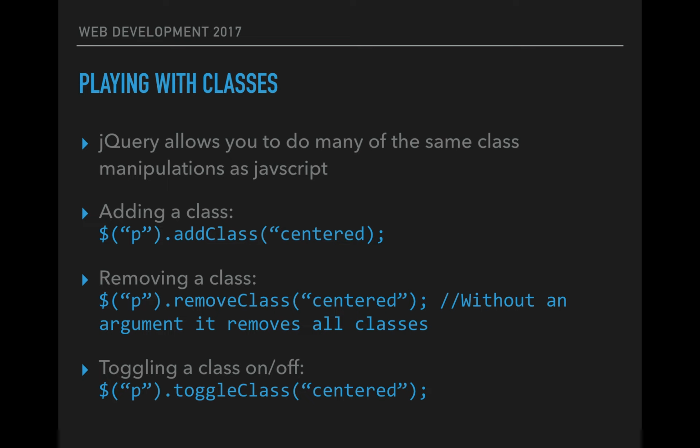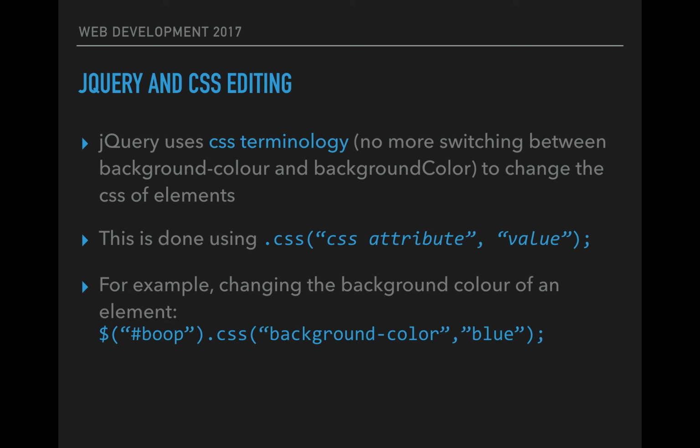Removing a class can take an argument, and the argument, if it takes it, is that it will remove any of the classes that you list inside of these parentheses. However, if you leave those parentheses blank, it will just delete every single class from that element. And you can also, as I showed you before, toggle classes on and off. I think this slide is going to be very important for the lab. So just to highlight that. You asked, can we edit CSS directly using jQuery? Yes, we can. And what I like about it is that it uses CSS terminology.